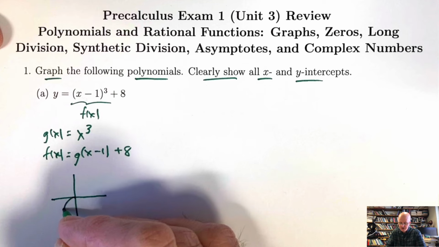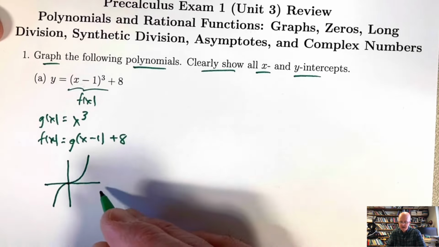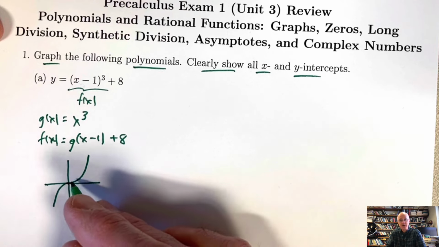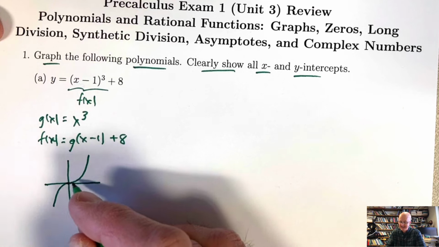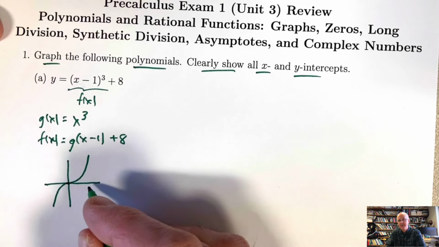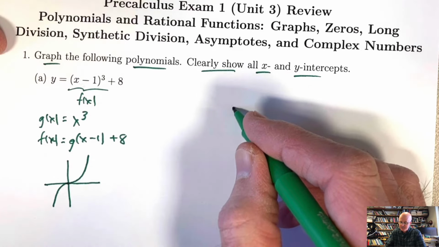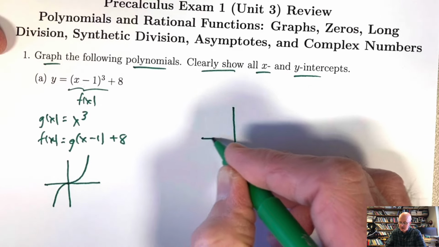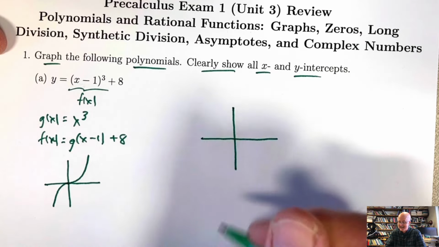The graph of g of x, the basic x cubed function, has this kind of shape, where you have what's called an inflection point at the origin, changing from concave down to concave up. Again, we translate this graph to the right by 1 unit and up by 8 units to get the basic graph of the function that we want, f of x equals (x minus 1) cubed plus 8.